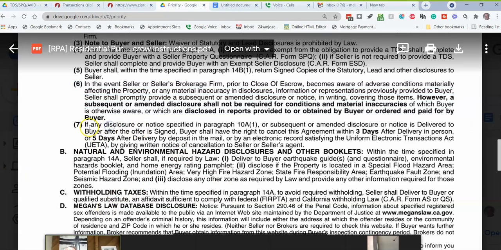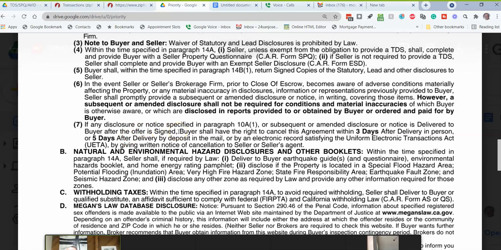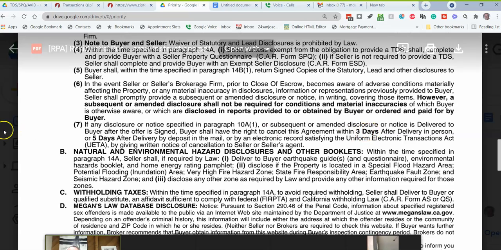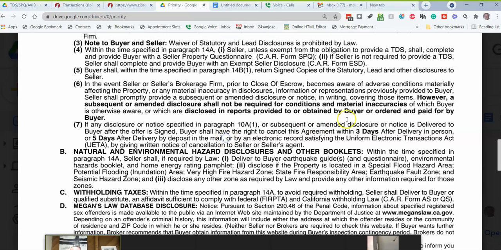Paragraph 7: if any disclosure or notice specified in 10A, or subsequent or amended disclosure or notice, is delivered to buyer after the offer is signed, buyer can cancel within 3 days after delivery in person, or 5 days after deposit in mail or by an electronic record. So if you email, we rarely are handing these things to the buyer. So if we email a copy of the buyer an amended TDS or SPQ, how long does the buyer have to think about that?